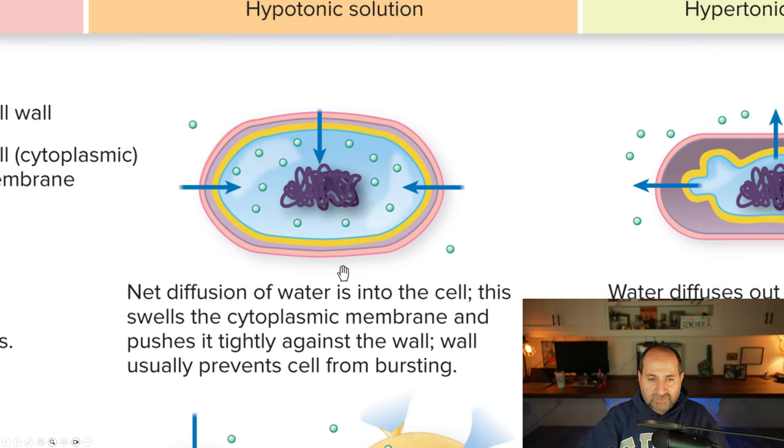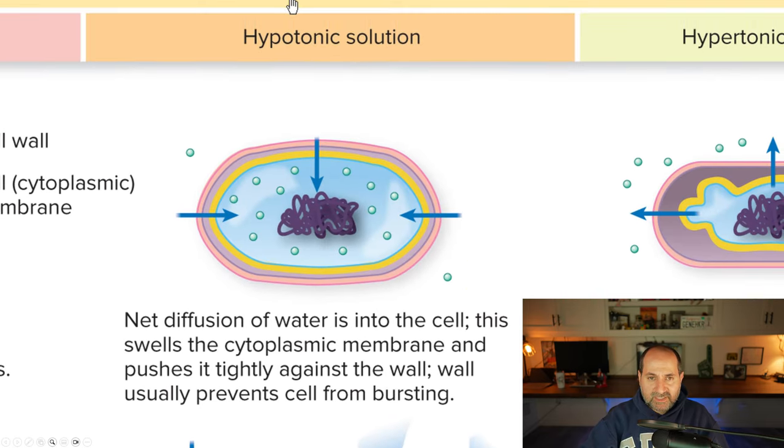However, a bacterial cell in a hypotonic solution will fare differently because when water flows into the cell, it will swell up. However, it won't pop. Do you know why it won't pop? Let's see if you can beat Wicket to the answer. Hey, Wicket, why does this cell not pop?